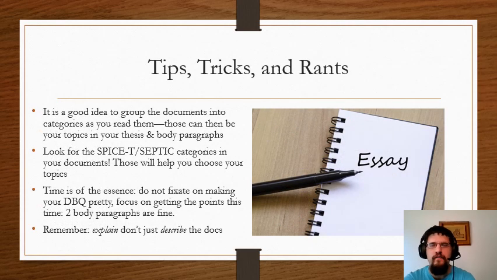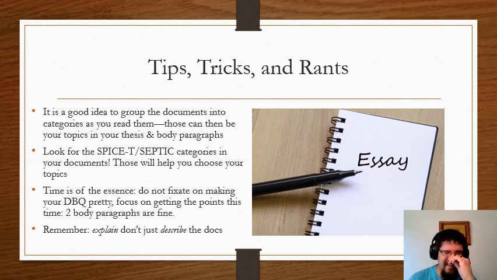All right, so a few tips and tricks to get through this. As you read the documents, you might want to be formulating your thesis and such in your head as you go through them. Those can be your topics for the various paragraphs. You could even group them into, hey, here's 2 documents that say the Mongols were great, and here's 3 documents that say they were the spawn of Satan, who is the devil. You can do any number of things with that. Look for the SPICE-T categories in the documents. That should hopefully help you narrow things down.